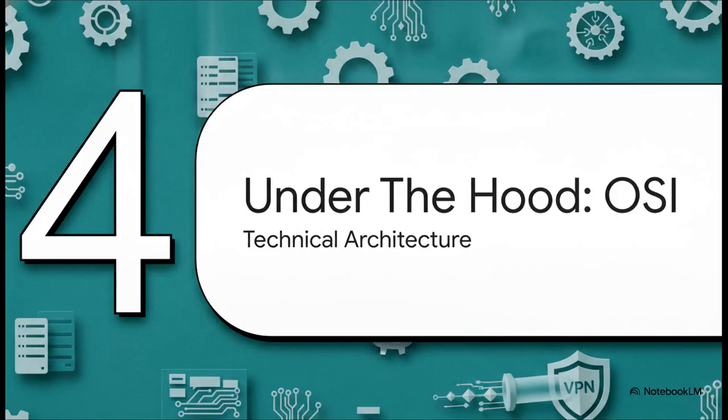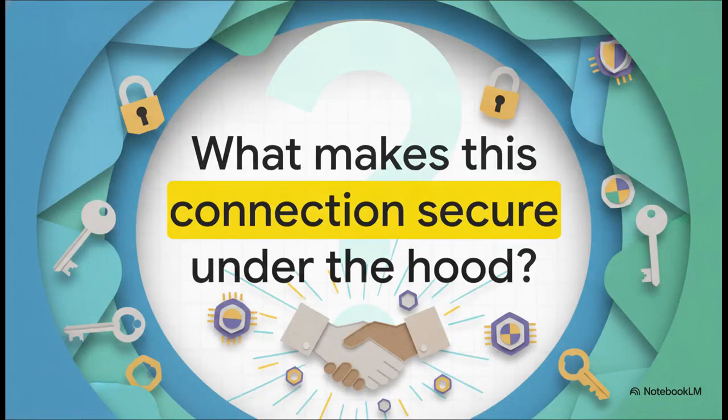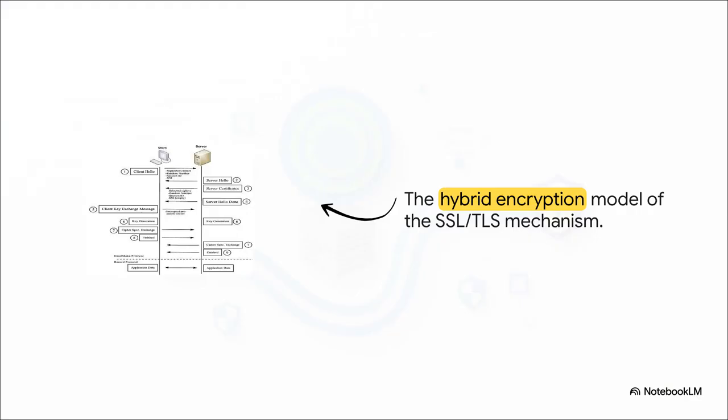Section 4. Under the hood. Let's look at the OSI technical architecture. As we zoom in on what's running in the background here, we have to ask a pretty big question. We know the tunnel is encrypted, but what exactly is happening under the hood to actually make this connection secure? To really get it, we need to look at the cryptographic handshake. This process relies on a brilliant hybrid encryption model, like the kind used in SSL and TLS. It goes down in two main stages.